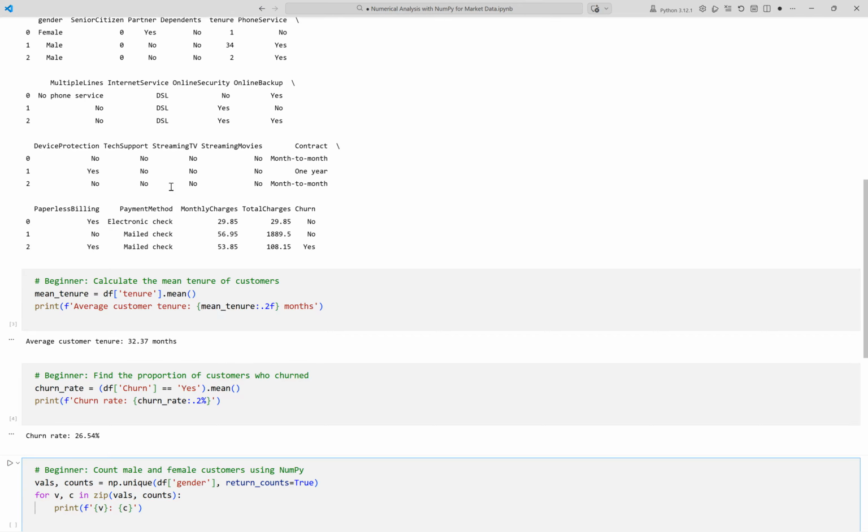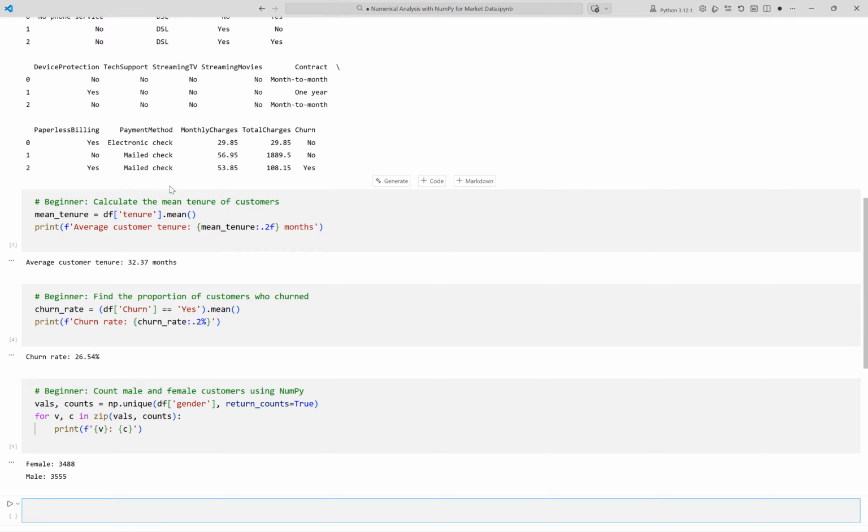Running the cell now. This output shows the count of male and female customers in the dataset, highlighting the gender distribution. Notice the close numbers, 3,555 males and 3,488 females, indicating a balanced sample, which is important for unbiased market analysis. This step ensures correct classification and counting of categorical data, a key part of validating survey demographics.